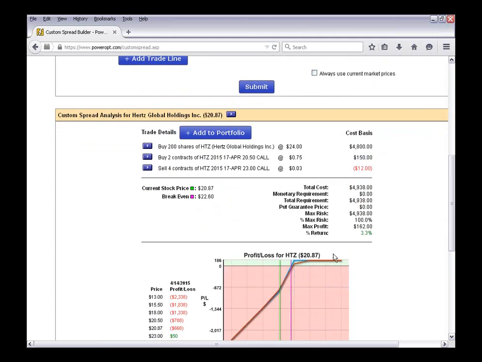Now, although Hertz keeps dropping today, I understand that's a concern. We started at 21.17. It's already down to 20.87 in just that short time frame. But if it's trading up and it moves up here, it stays above 20.50. Remember, even if it stays at 20.87, you'll get an additional 30 cents, 37 cents back for this call.